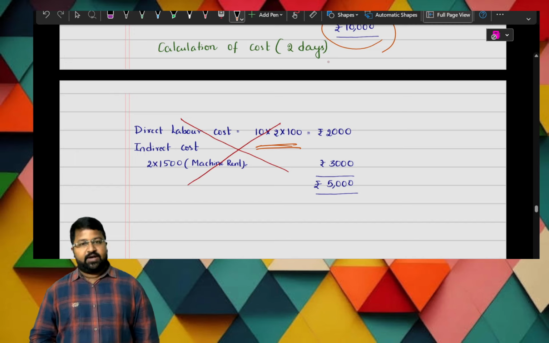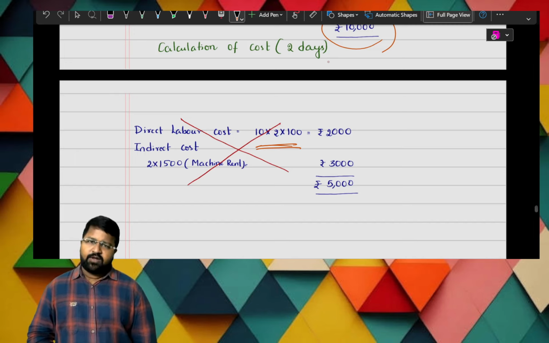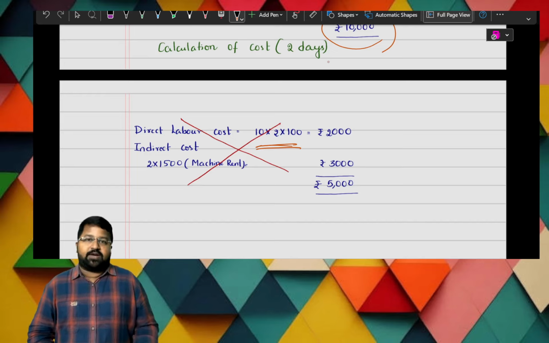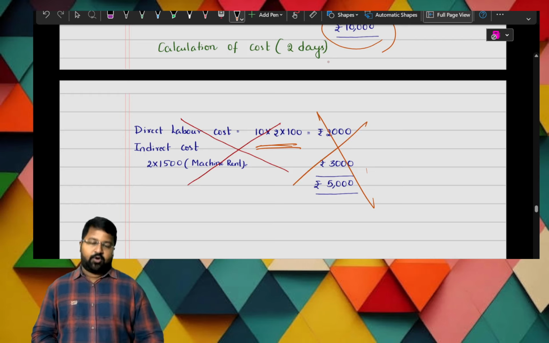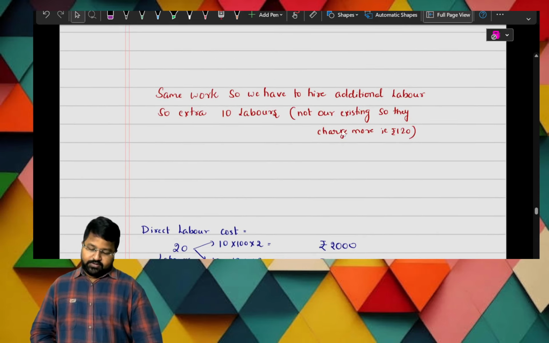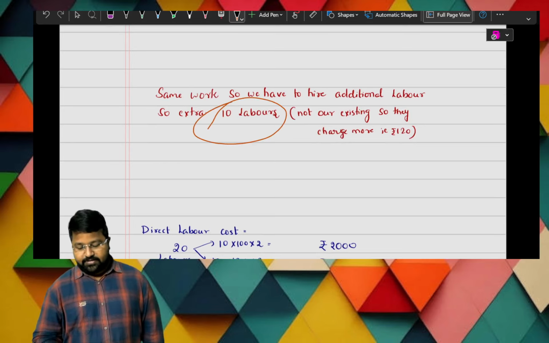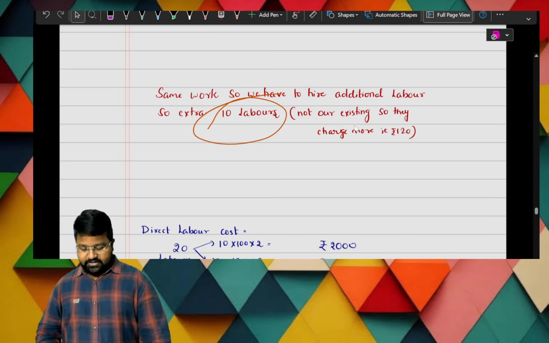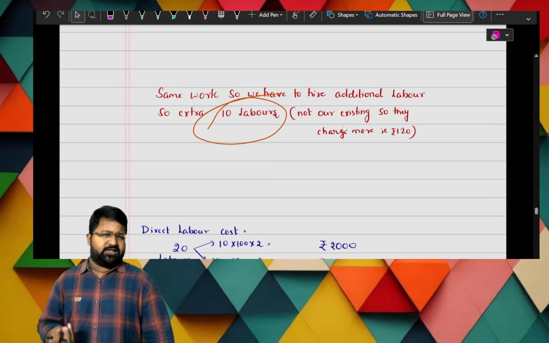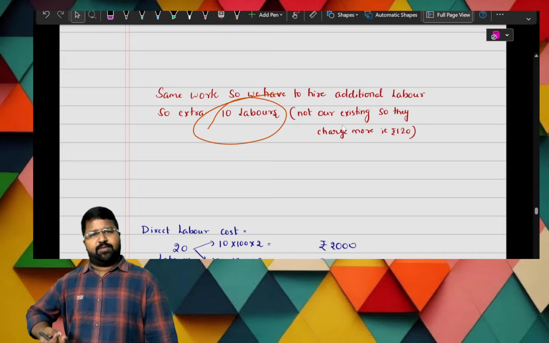What if the direct labor cost is this, correct? We are using 10 workers for 2 days. Will the same workers be sufficient? No. We need to hire extra workers, so this scenario will be wrong. We have to hire additional labor, so an extra 10 laborers are taken. Not our existing ones, so sometimes they charge me more, or sometimes they may charge the same amount.